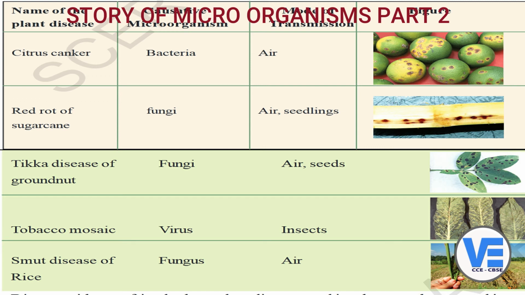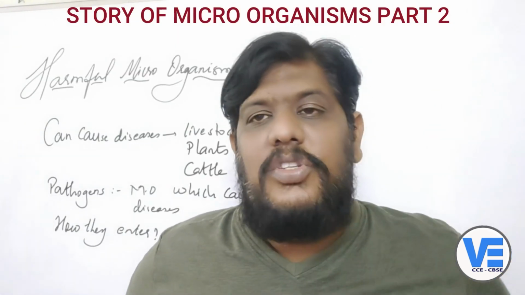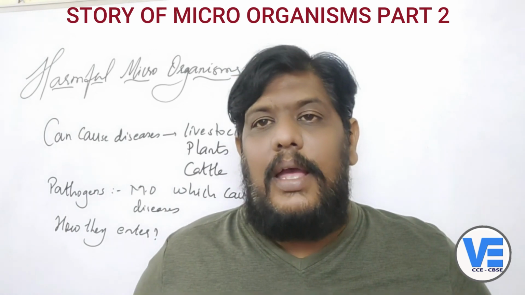This is caused by a fungus, and the air and the seeds are the modes of transmission. Tikka disease is a very common disease in groundnuts. And then there is tobacco mosaic virus, which is usually seen in tobacco plants, and this is caused by a virus. And there is smut disease in rice, which is caused by a fungus, and the mode of transmission is the air.